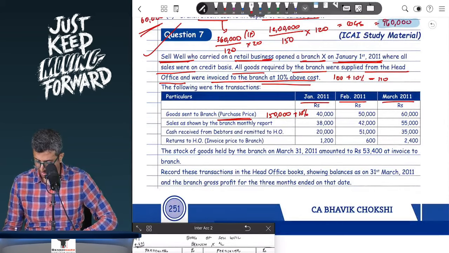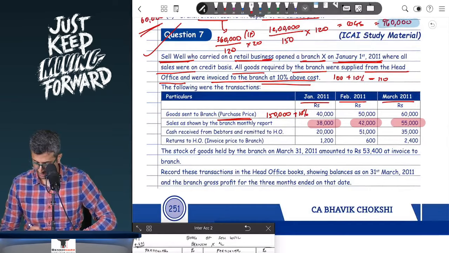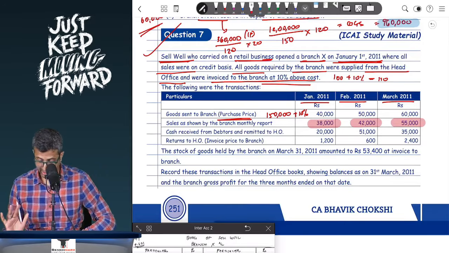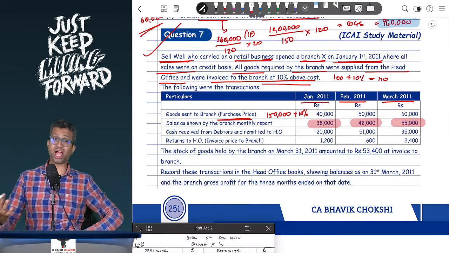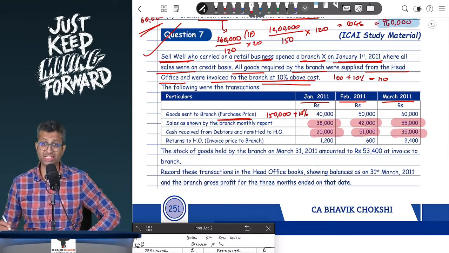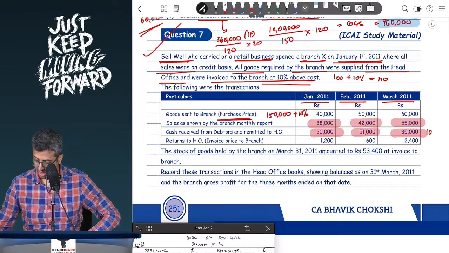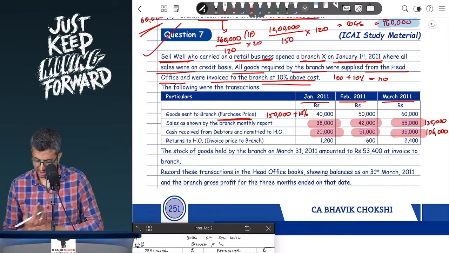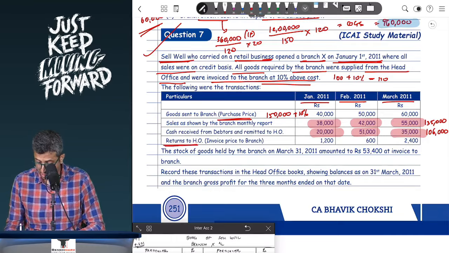Sales as shown by the branch monthly report for 1, 2 and 3. This is the credit sales. However, if I am following the debtors method, I will take the cash collection. Cash received from debtors and remitted: 20, 51, 35. If I do 20, 51, 35, I will say 1,06,000 is my cash collection and remittance. However, 38 plus 42 plus 55, 135 is my sales. Acha, returns to HO.